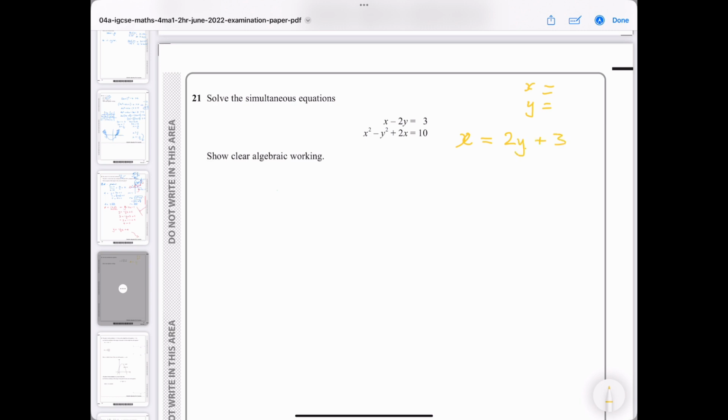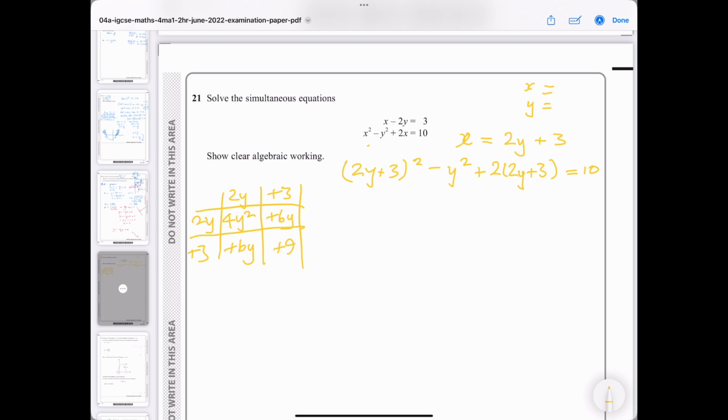Now we're going to put that into wherever there's an x. So we're going to say (2y plus 3) squared minus y squared plus 2(y plus 3) equals 10. So now we've only got y's in the equation. Now we're going to do (2y plus 3)(2y plus 3), and we're going to get 4y squared plus 6y plus 6y plus 9. So now we're going to write this out: 4y squared plus 12y plus 9.